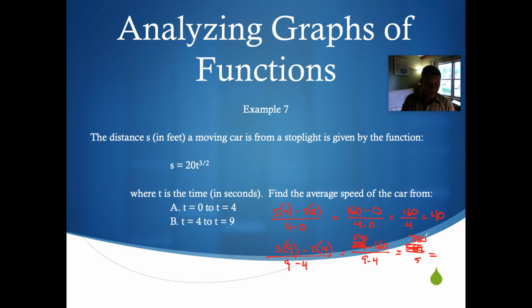And that divided by 5, no, that can't be right. 380 divided by 5 leaves me with 76 as my answer. And so what that means is that between t equals 4 seconds and t equals 9 seconds, our average speed is 76 feet per second. Okay, so that's example number 7.